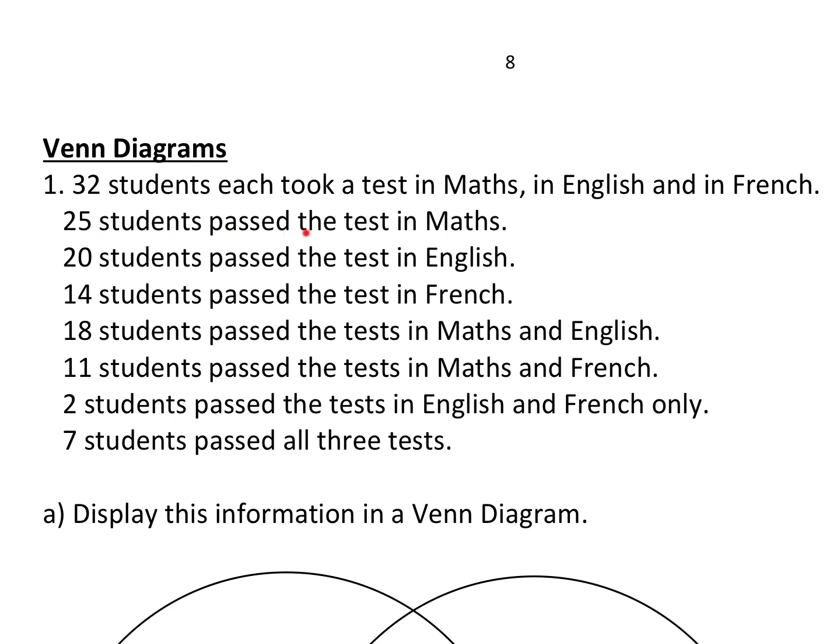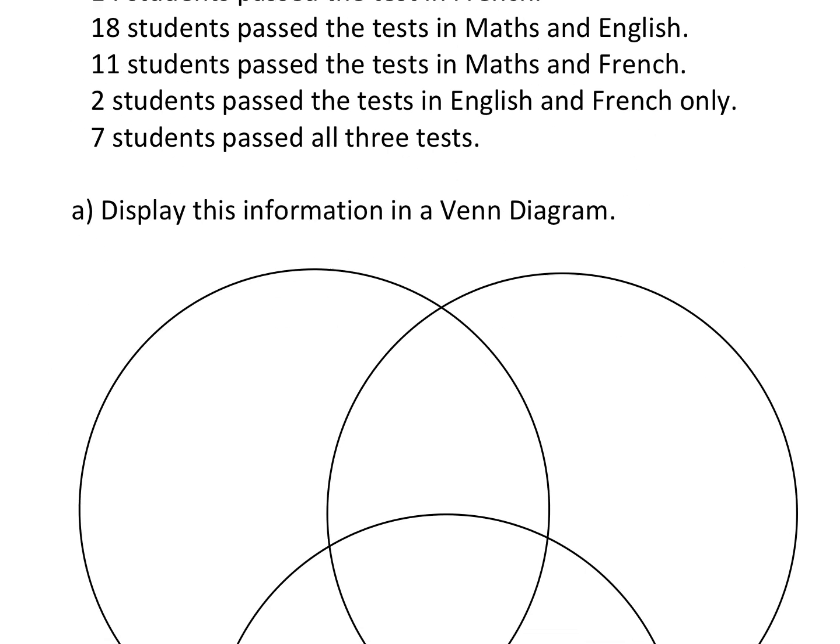25 students passed the test in maths, 20 students passed the test in English, 14 students passed the test in French. Now, I'll keep going in a minute, but it says display this information in a Venn diagram. Let's have a look at the Venn diagram.